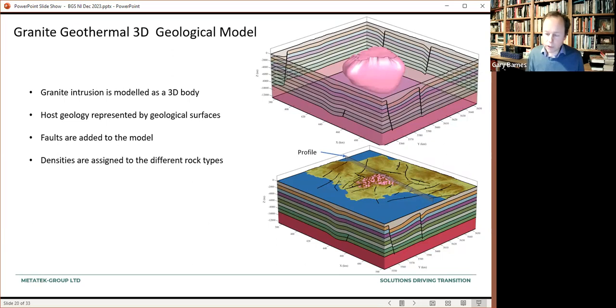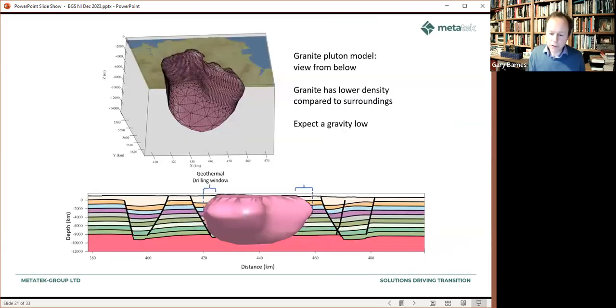To make the model more realistic, we add faults to the model. These faults don't necessarily have any relevance to this area of Cornwall and Devon, but they're just added to the model to make it more realistic. And then we assign the densities and we do forward calculations. So looking at this granitic pluton from underneath, this is what it looks like.